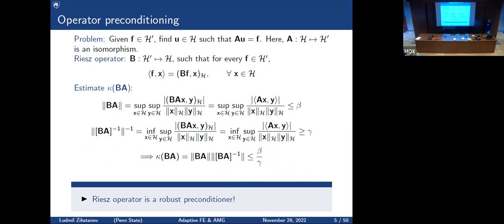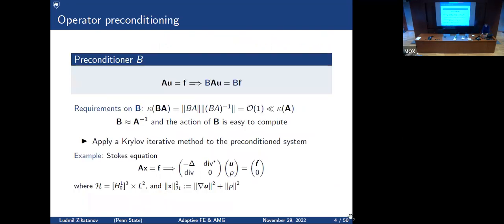Let's try to construct a preconditioner, and we pick the Riesz operator. The Riesz operator only uses what we had on the previous page, this here, okay? So during the whole talk, I'm going to assume that you know how to invert the Laplacian or something like an elliptic scalar PDE, okay? That we supposedly know how to do.